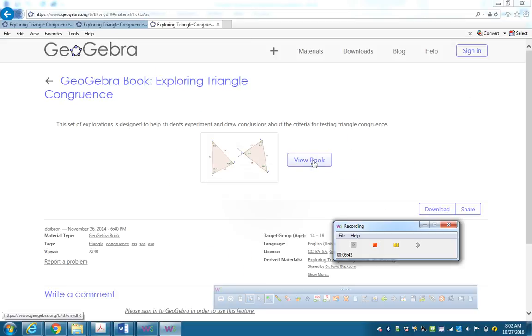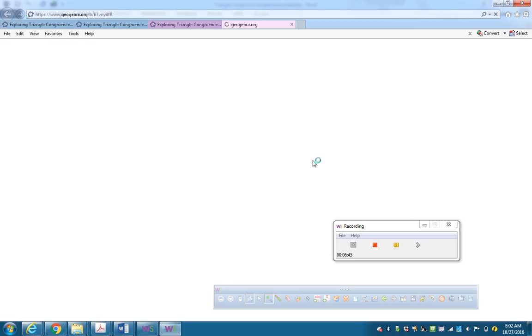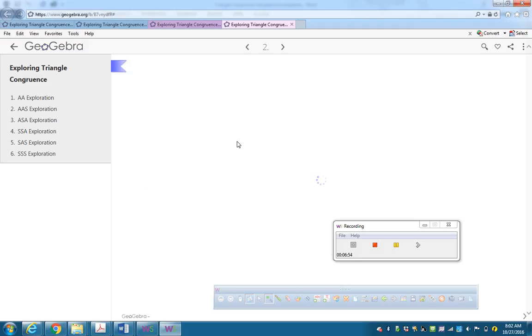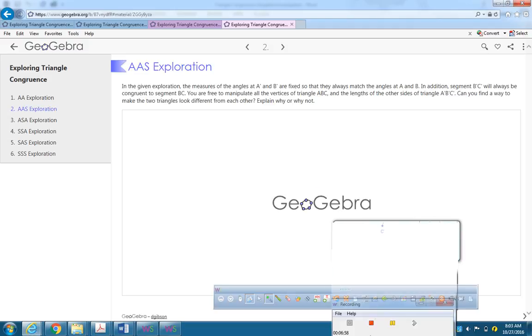It says the directions on there. And you click on View Book. And I want you to do it in the order that I showed you. So I asked you to do this one first, angle, angle, side, and then angle, angle, side. Let's just look at this one, angle, angle, side. They're all kind of little mini investigations.